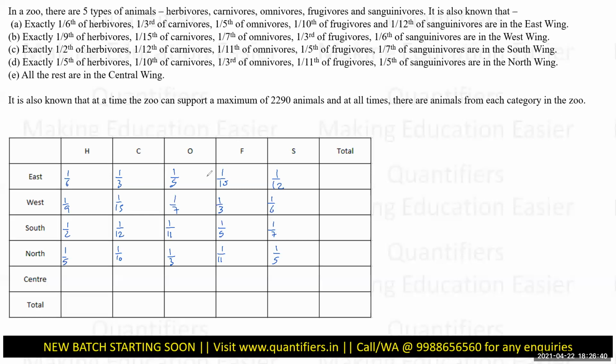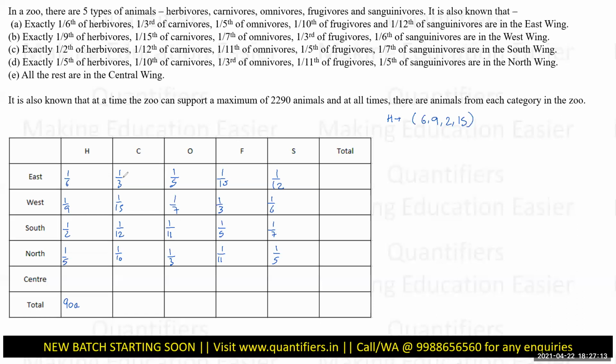Now, all this can only give me some tentative information. How? When I talk about herbivores, they will be a multiple of the LCM of 6, 9, 2, and 5, because they must be an integer. So that LCM is 6, 9, 18, and with 5, 90. So they must be a multiple of 90, so they are of type 90A.